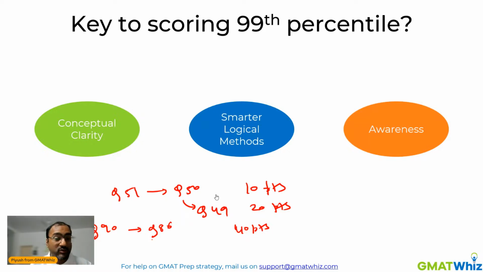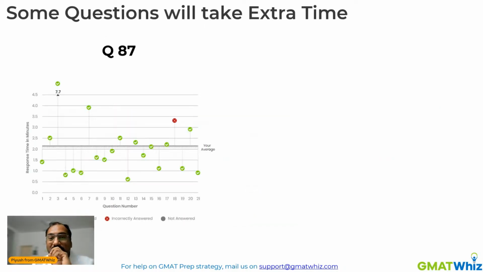When I work with my students at GMAT Quiz, I look at their awareness levels, their methods, and their conceptual clarity, and we work on all three areas. That's when you get to the perfect scores of 90, 88, those kinds of scores. You only get there if you work on all three things. So it's very important to do that. Let's talk a little bit about the smarter method.